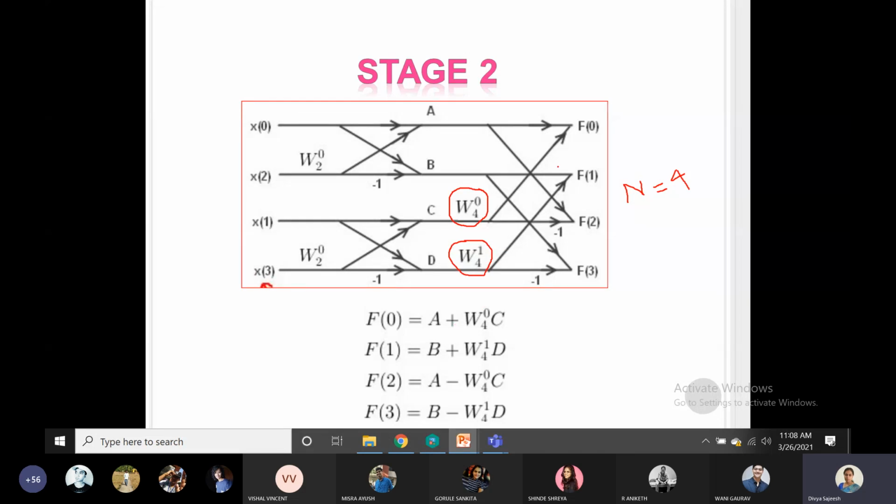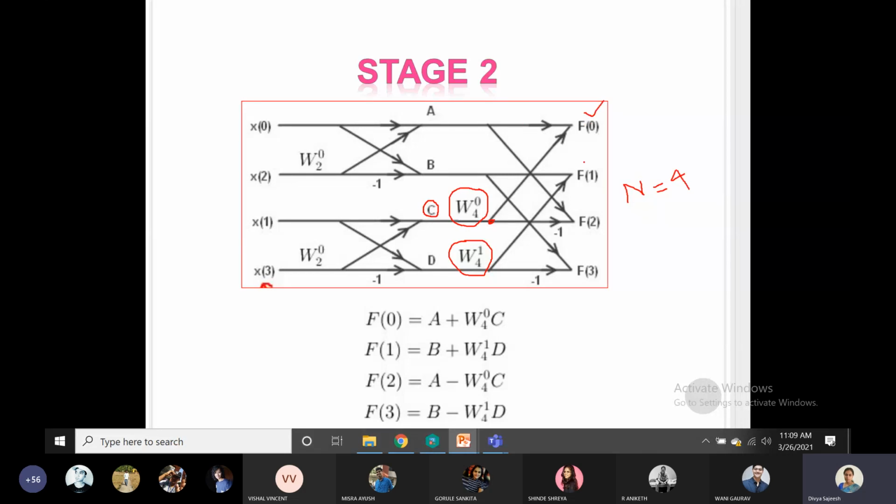Now accordingly your output equation, that is the first equation, f of 0 is equal to capital A plus w4 raised to 0 into c. So your input has come already here as c. So that will be multiplied with w4 raised to 0. So what is the input coming here at this point? It is c into w4 raised to 0. That plus a will give you the first one, that is f of 0.